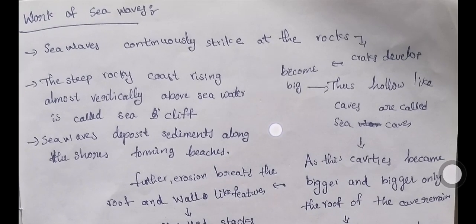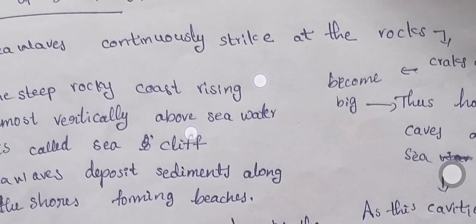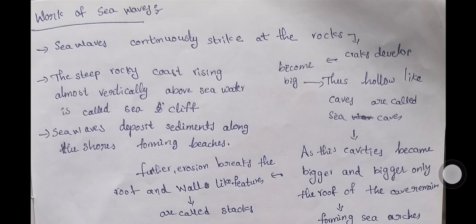And then the work of the sea waves. Sea waves continuously strike at the rocks. When the waves continuously strike the rocks, cracks are formed on the rock. Then it becomes big. Thus hollow-like caves are formed. These hollow-like caves are called sea caves.